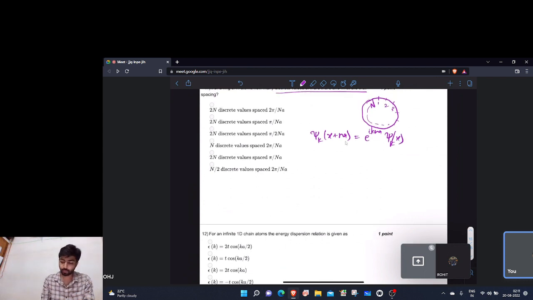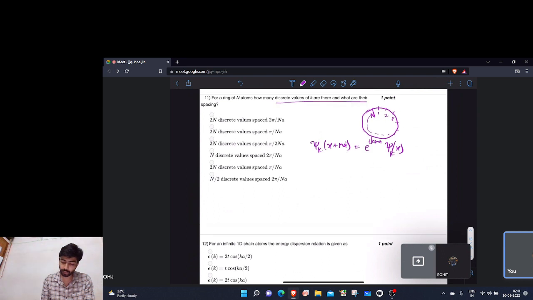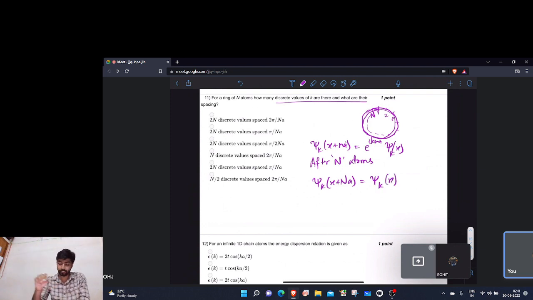Now, due to the periodicity of this ring of N atoms, we achieve the same state. So after capital N atoms, the wave function at x plus capital Na would be equal to the wave function that we initially started with, because we have come around to the same point.